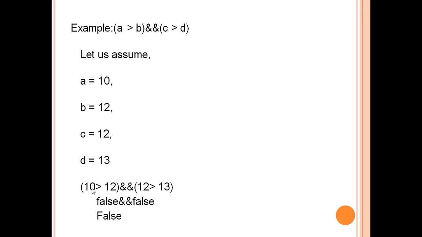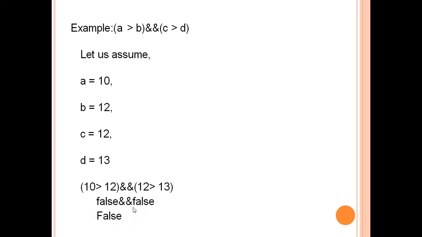So here first we have to evaluate the expression which is in the brackets. So this is in the bracket and this is in the bracket. First we have to evaluate these two expressions individually. 10 is greater than 12 is one expression and 12 greater than 13 is one expression. So here 10 is greater than 12, so this is false. A logical and 12 is greater than 13, so this is also false. So false logical and false, the result is false.